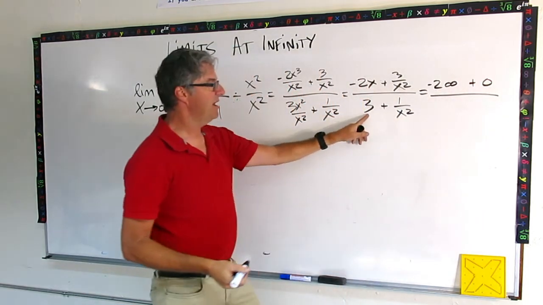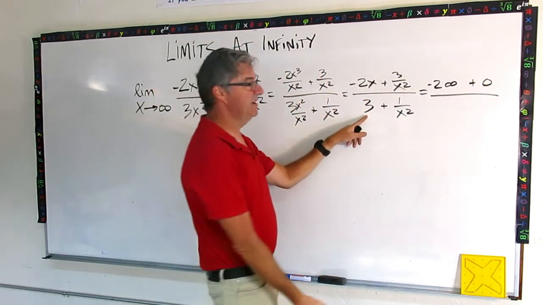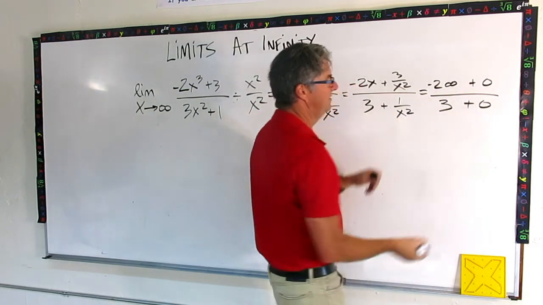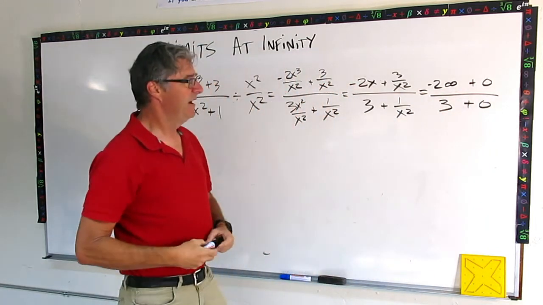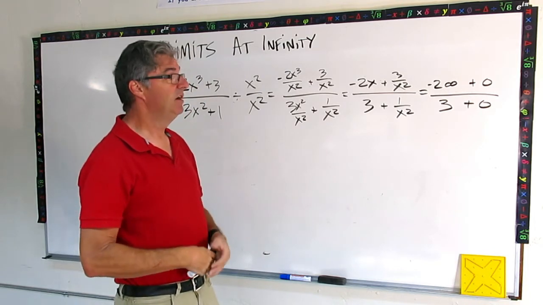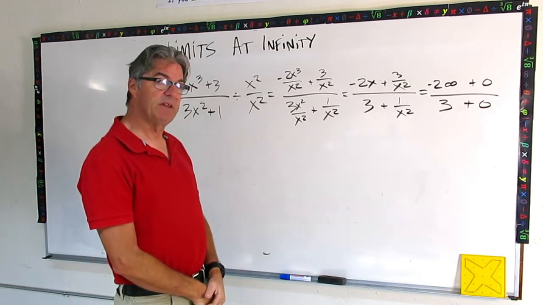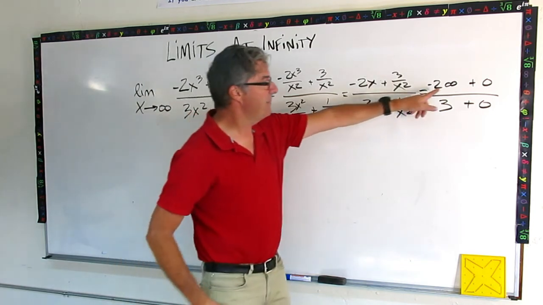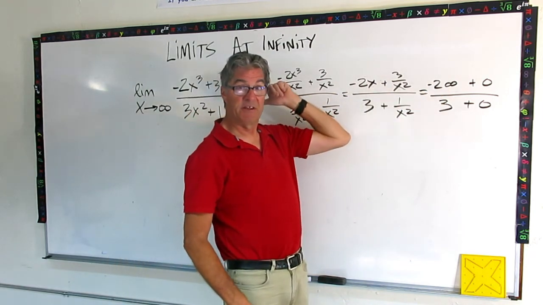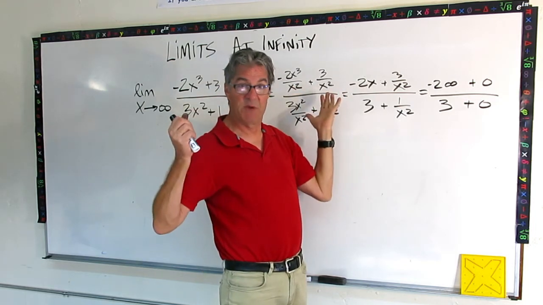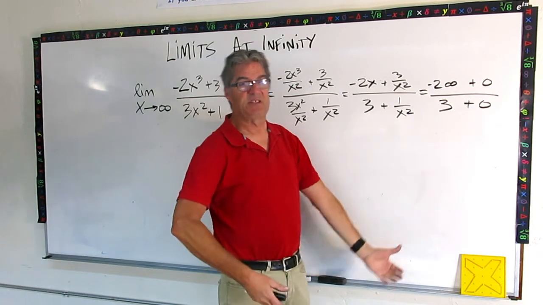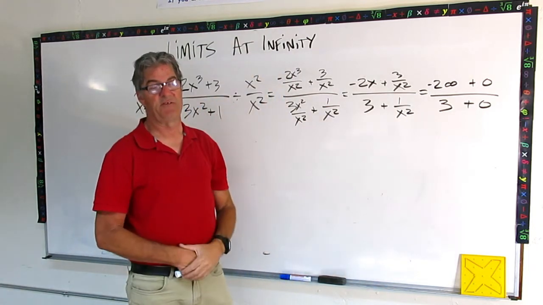Now let's take a look at the bottom. We have a 3, no x there, so that just comes over. And this goes to 0. Now what do you think about that? I have negative 2 infinity over 3. What's that ultimately going to be? That's going to be negative infinity. The top is just going to grow to the left in the negative direction. Unbounded, gets as big as it wants. You can divide it by 3 for sure, but it's still going to keep growing towards negative infinity.